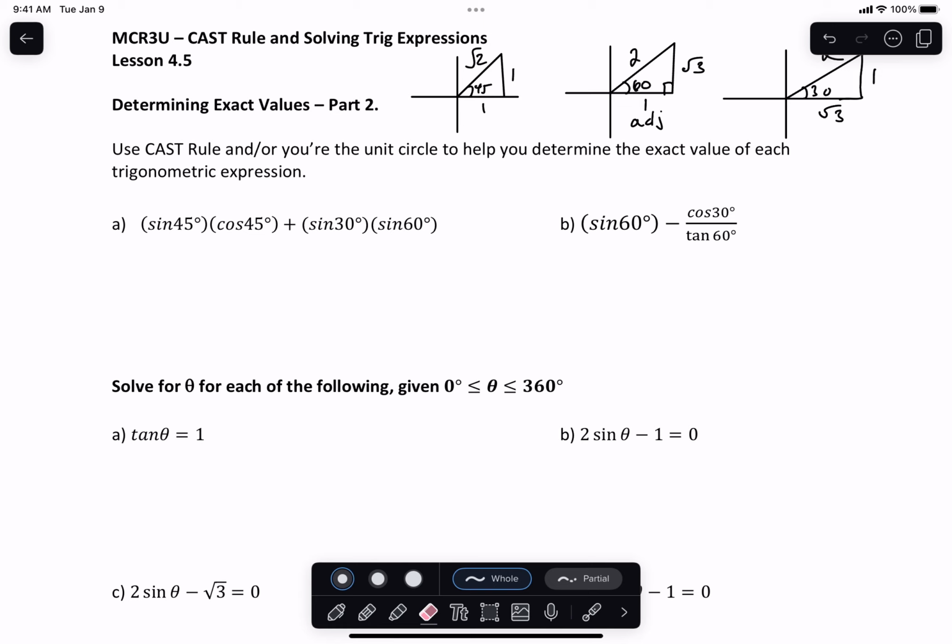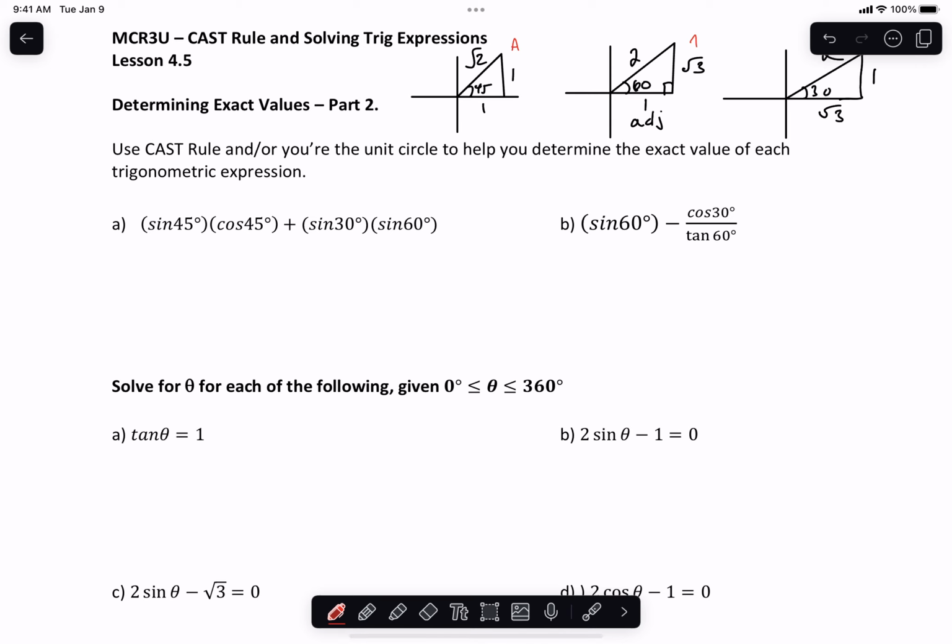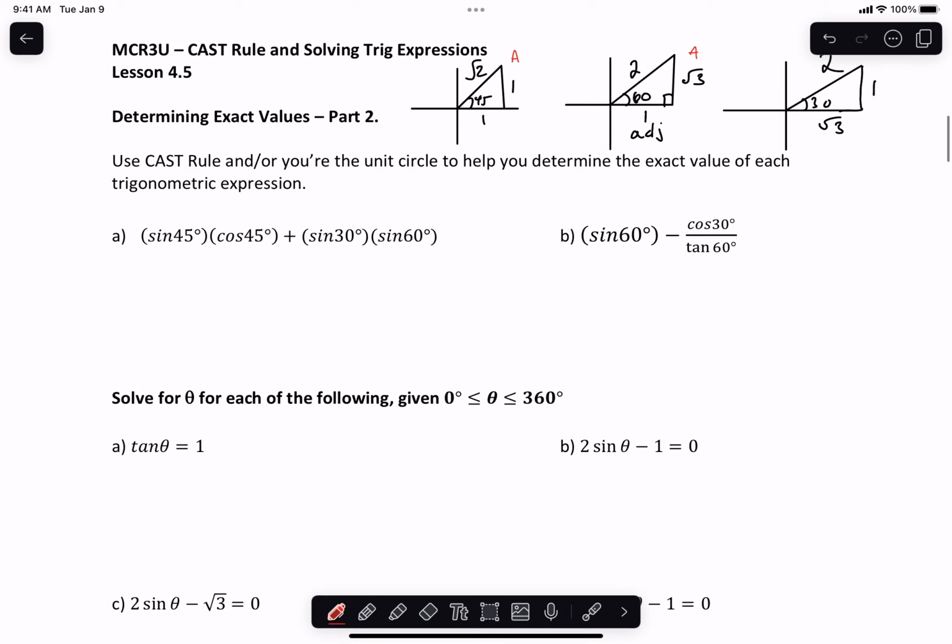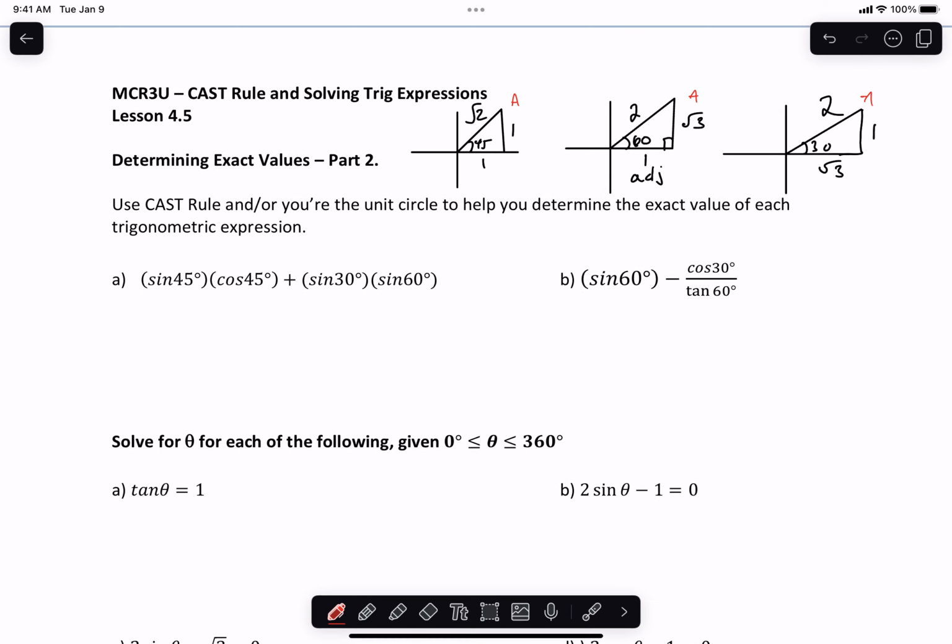So basically what we need to do here is, what is nice about part A is we don't need to worry about the signs, because in part A, everything is occurring in the all quadrant, if you remember that from the last video. So all of the trig ratios in this quadrant are going to be positive. And so what I'm going to do is just try and find the exact values of 45 for sine and cosine, and the exact value of sine of 30, and the exact value of sine 60. And I'm just going to do that with the 3 triangles that I drew at the top of my page.